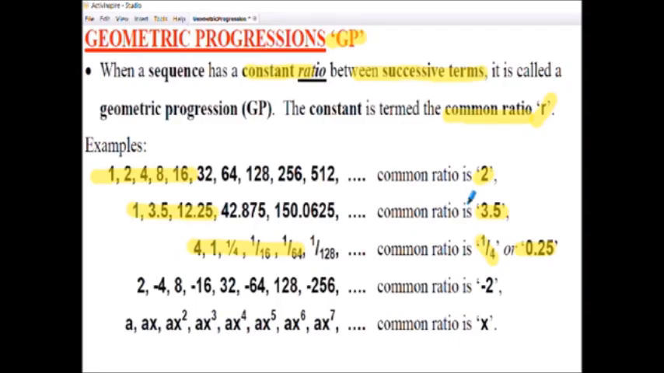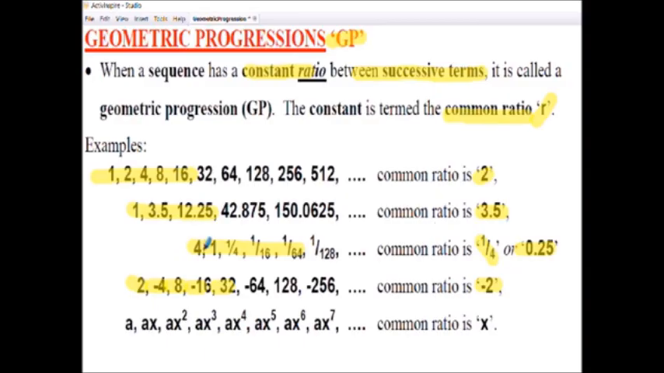Next series we have 2, -4, 8, -16, 32. The common ratio here is -2. In other words, each term is multiplied by -2 to get the following term. 2 times -2 is -4. -4 times -2 is +8. +8 times -2 is -16. So we have a change of sign, a plus minus, because the common ratio is -2.